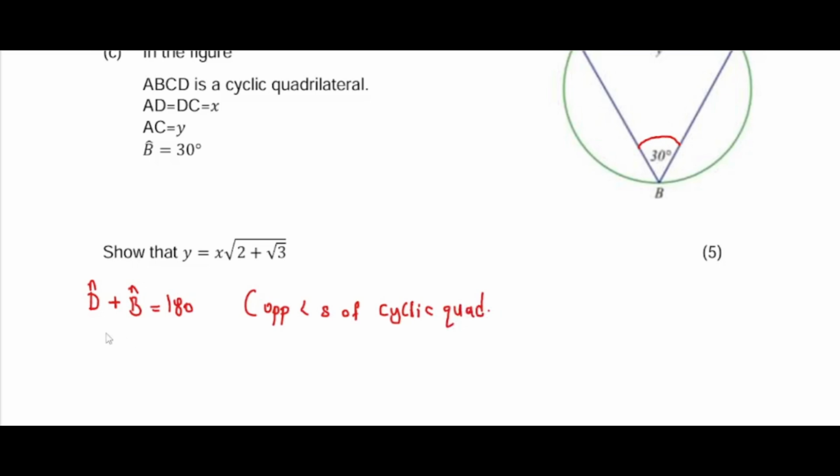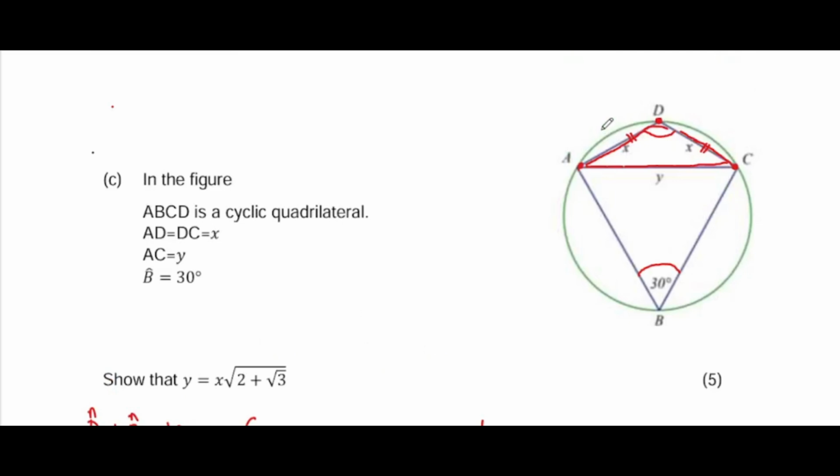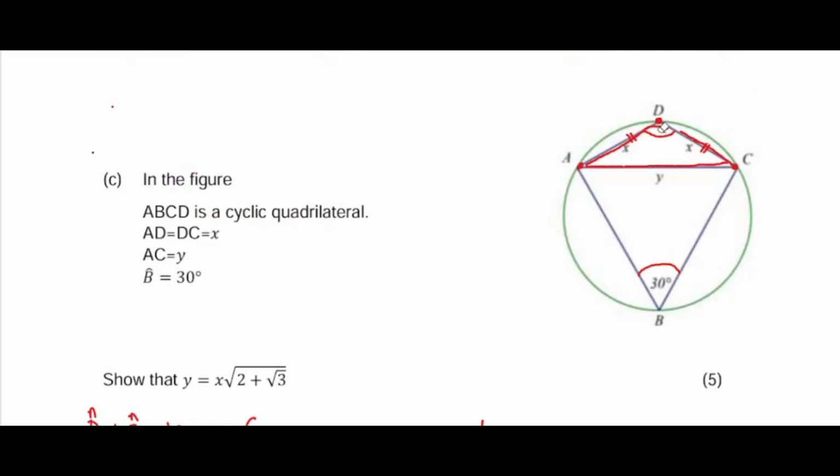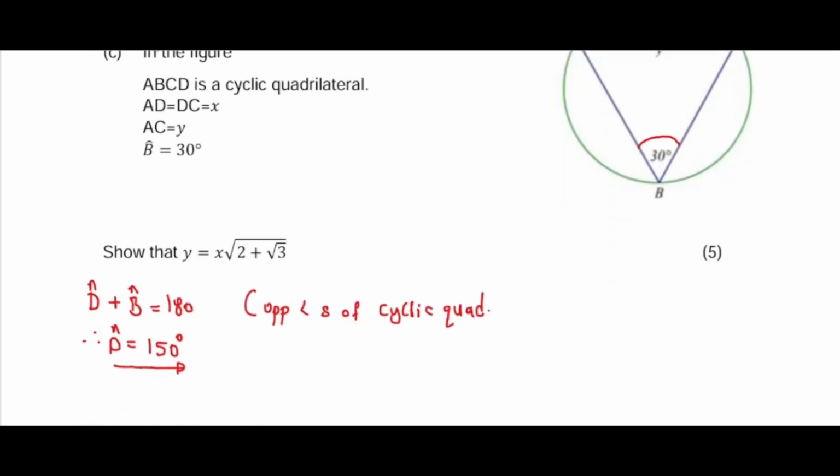Therefore this gives us angle D equal to, because B is 30, it will go to the other side and become negative. So angle D is 150, because 150 plus 30 is 180. These two angles are supplementary. So angle D is 150 degrees. Now I have that triangle ADC, I can use the cosine rule.